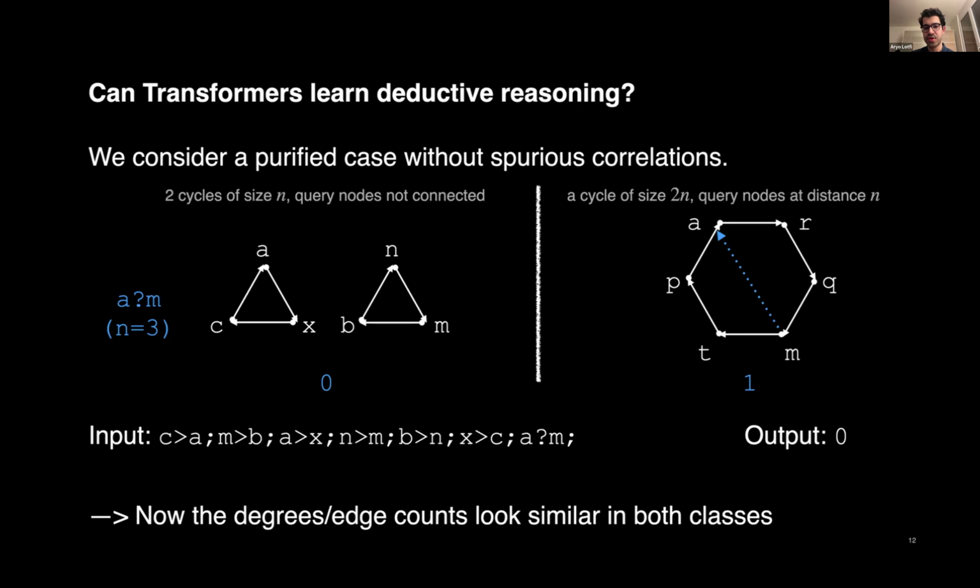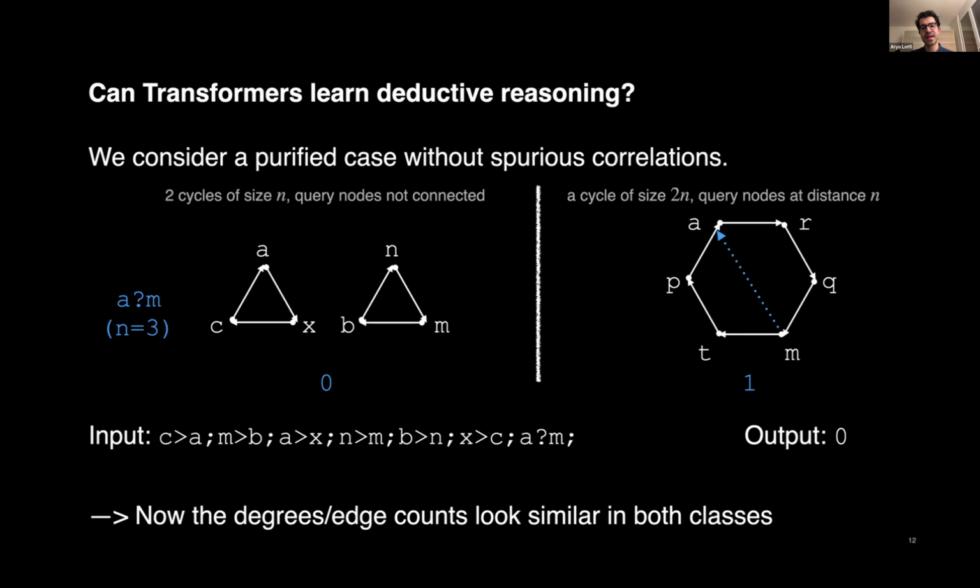Again, the format of the input is just the edge list, where each vertex is represented by a token in the transformer, and the output is just a 0 or 1 label.